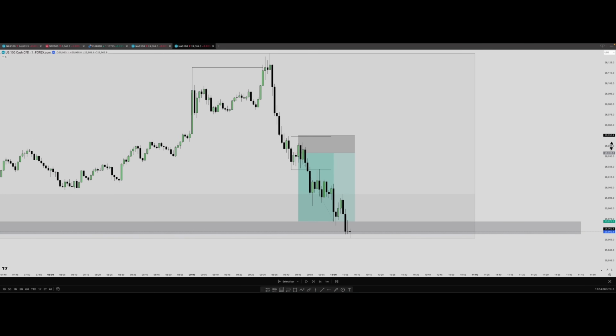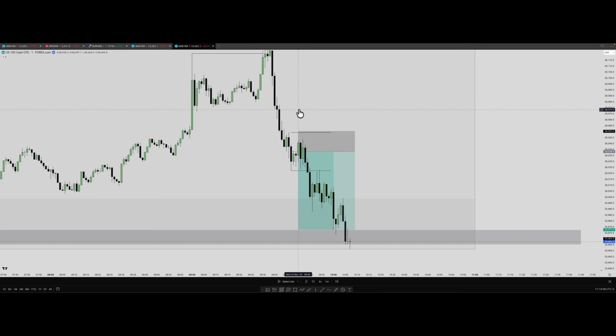Imagine that, 4% in one trade. How much time did this take to play out? This took 16 minutes to play out. 4% in 16 minutes. That's the power of having a very, very mechanical strategy.